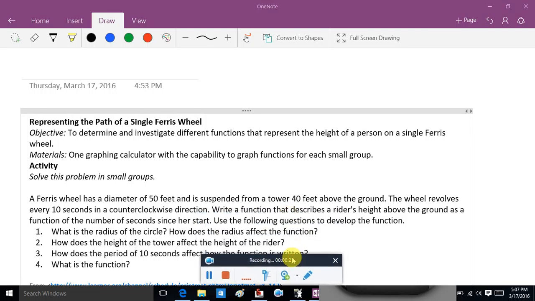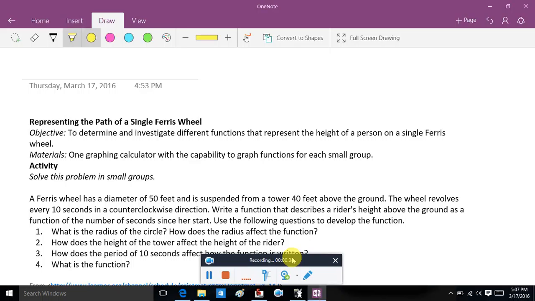A Ferris wheel has a diameter of 50 feet and is suspended from a tower 40 feet above the ground. So these are some important numbers. The wheel revolves every 10 seconds in a counterclockwise direction. Write a function that describes a rider's height above the ground as a function of the number of seconds since her start. Use the following questions to help develop the function.